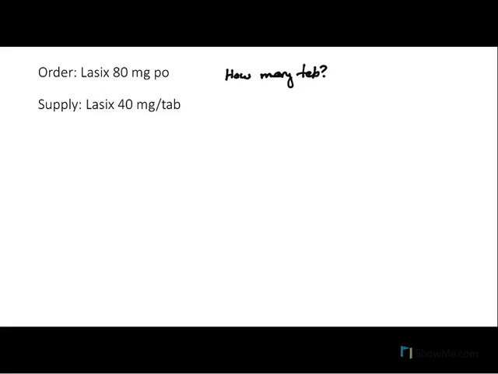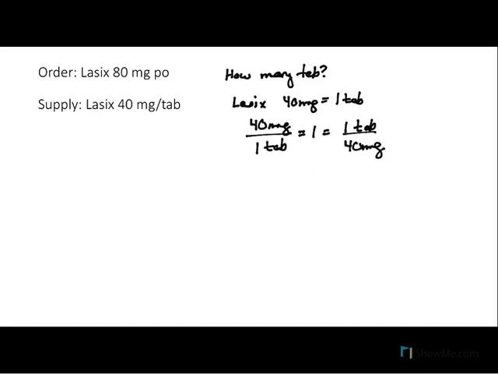So here's what we know in this example. We know that in this situation, Lasix 40 milligrams is equal or equivalent to 1 tablet. So using the concepts that we talked about earlier in terms of 1, we also know that 40 milligrams divided by 1 tablet of Lasix is equal to 1, and that's also equal to 1 tablet over 40 milligrams. Again, because 40 milligrams and 1 tablet in this situation are equivalent values.